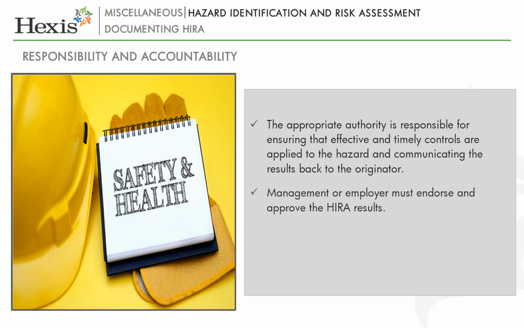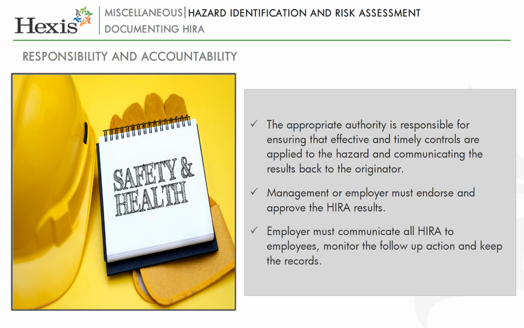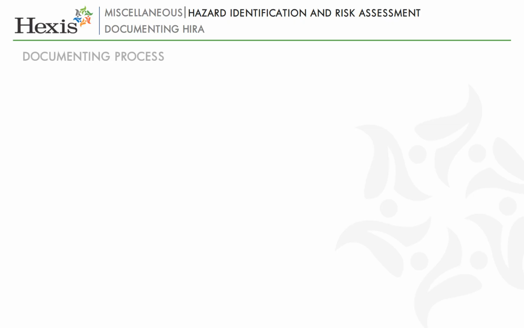Management or employer must endorse and approve the HIRA results. Employer must communicate all HIRA to employees, monitor the follow-up action, and keep the records. Now, let's look at the instructions that should be given to the team leader and other persons conducting HIRA.